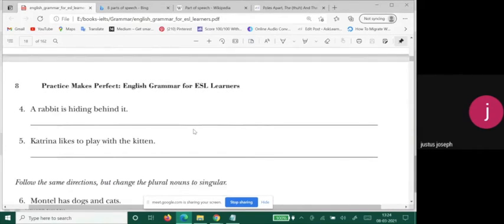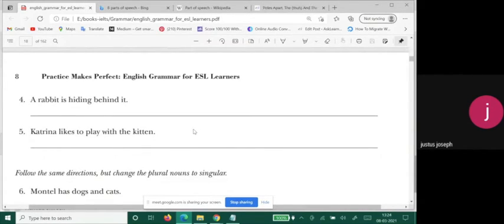Geetu, can you close the door? A rabbit is hiding behind it. Rabbits are hiding behind it.